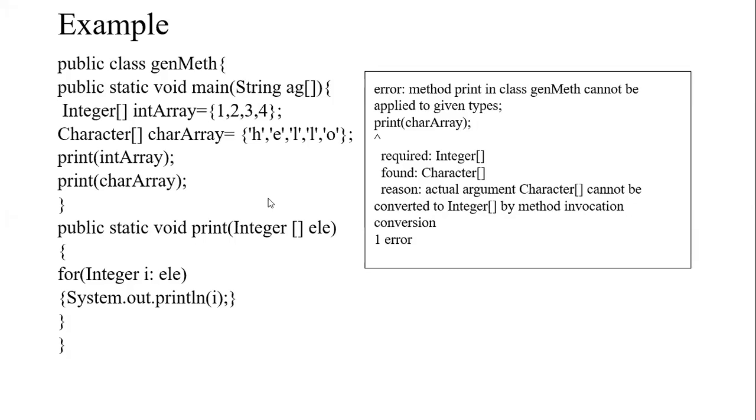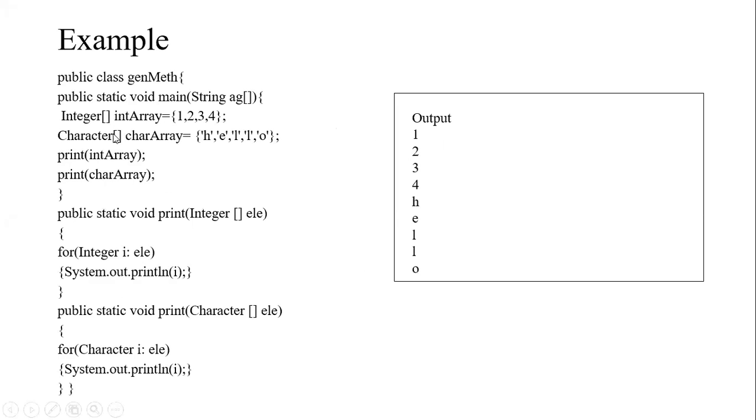So what I mean to say is, for one particular data type, one print method, and for another data type, another print method should be there. The name is the same, but the argument you are passing is different. Just because of the argument, you need to create one more method itself. See, same program: one print method is accepting an integer array, another print method is accepting a character array. If you write in this fashion, then it is acceptable. It will print these things.